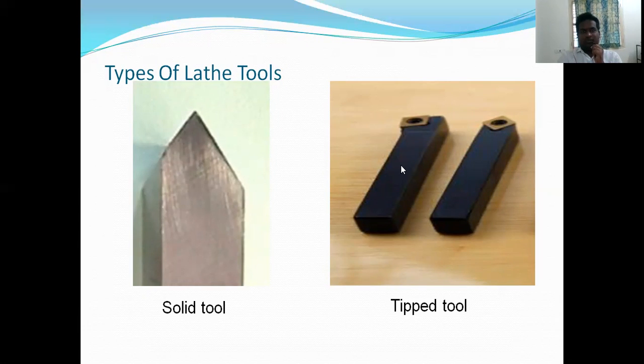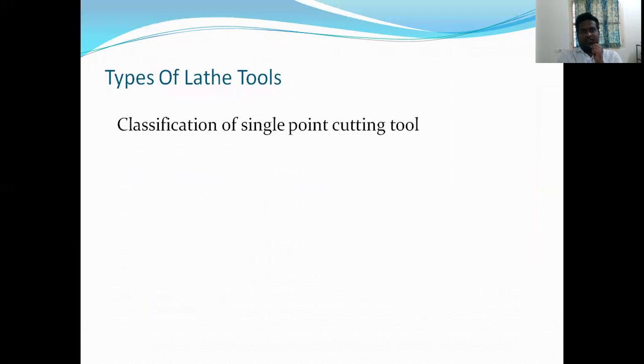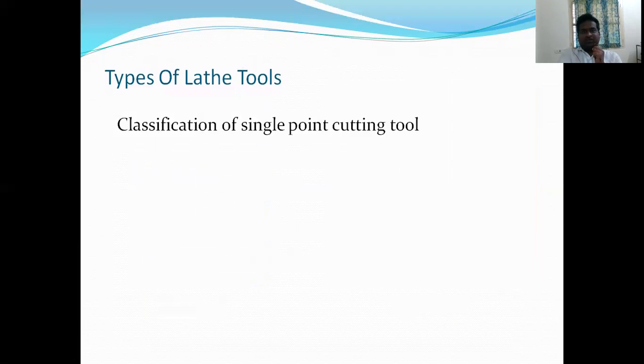So these are the types of lathe tools, right? Actually, we can repeat it. Machine tools: single point tools, example, lathe tools; multi-point cutting tools, example, drill bits. Classification of single point cutting tools according to the direction of feed: right hand tools and left hand tools. The tools having a right hand cutting edge are used for left hand feed. The tools having a left hand cutting edge are used for right hand feed, right? So this is according to the direction of feed.